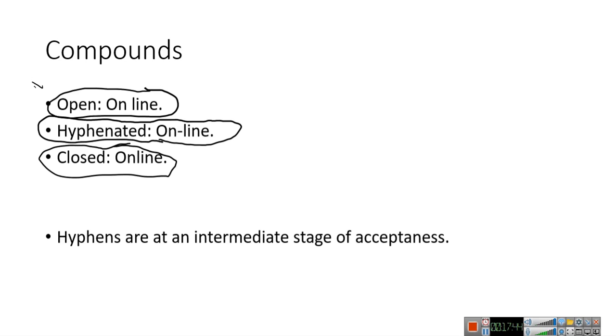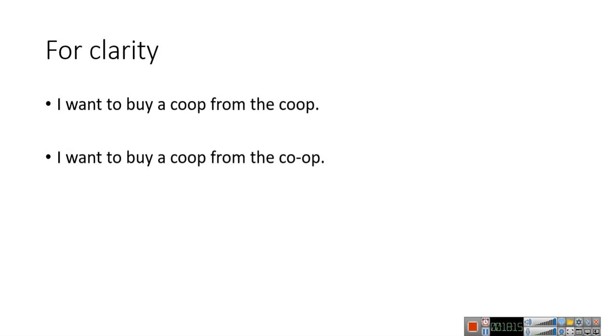So what we can say about hyphens is that hyphens or hyphenated compounds are those in-between stages of acceptedness. Let's say there's a word that doesn't exist yet about something, but you want to talk about it, so you hyphenate it. It's intermediate. When it's very accepted, then it's not going to need that, so you can just leave the hyphen out.